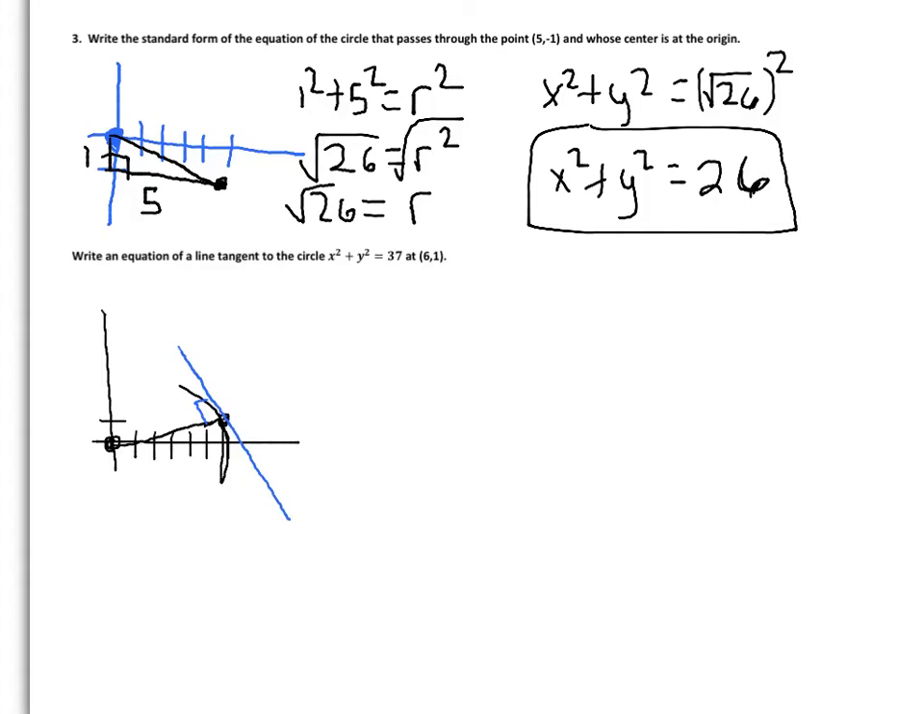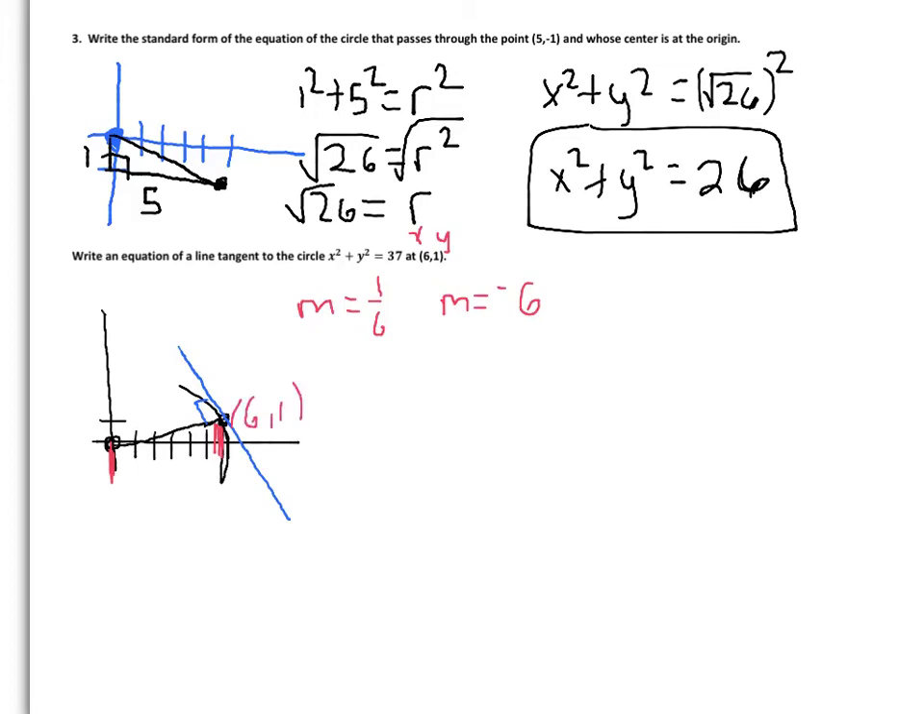So the first thing we need to do is get the slope of this line. So rise over run. So if we look, y is the rise, x is the run. So our slope of that line is 1/6. So the slope of the tangent line is -6. And we know it goes through the point 6, 1.